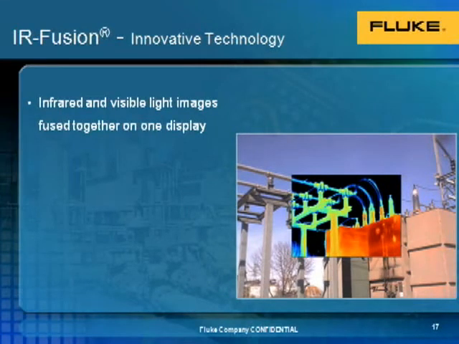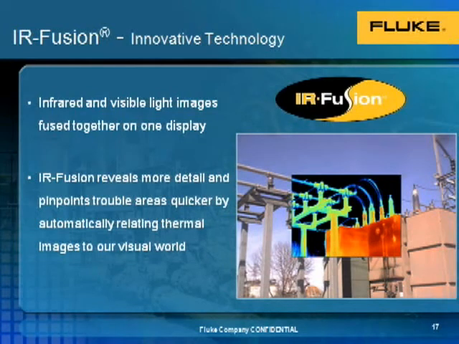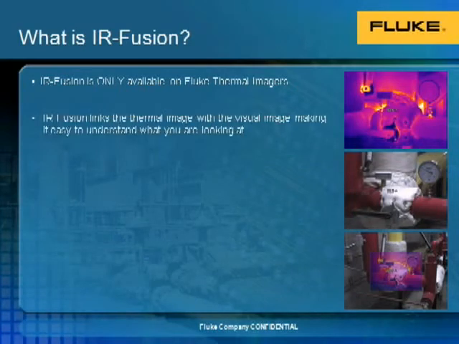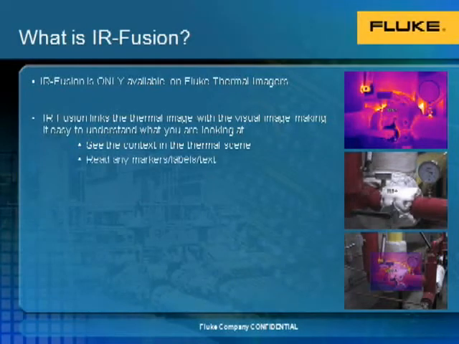IR Fusion is Fluke's innovative viewing technology. This allows us to combine an infrared and visible light image together on one display. IR Fusion reveals more detail and helps pinpoint trouble areas by relating the thermal image to our visual world. IR Fusion is only available on Fluke thermal imagers. Again, IR Fusion links a thermal image with a visual image, making it much easier to understand what you're looking at. It allows you to see the context of the thermal scene.